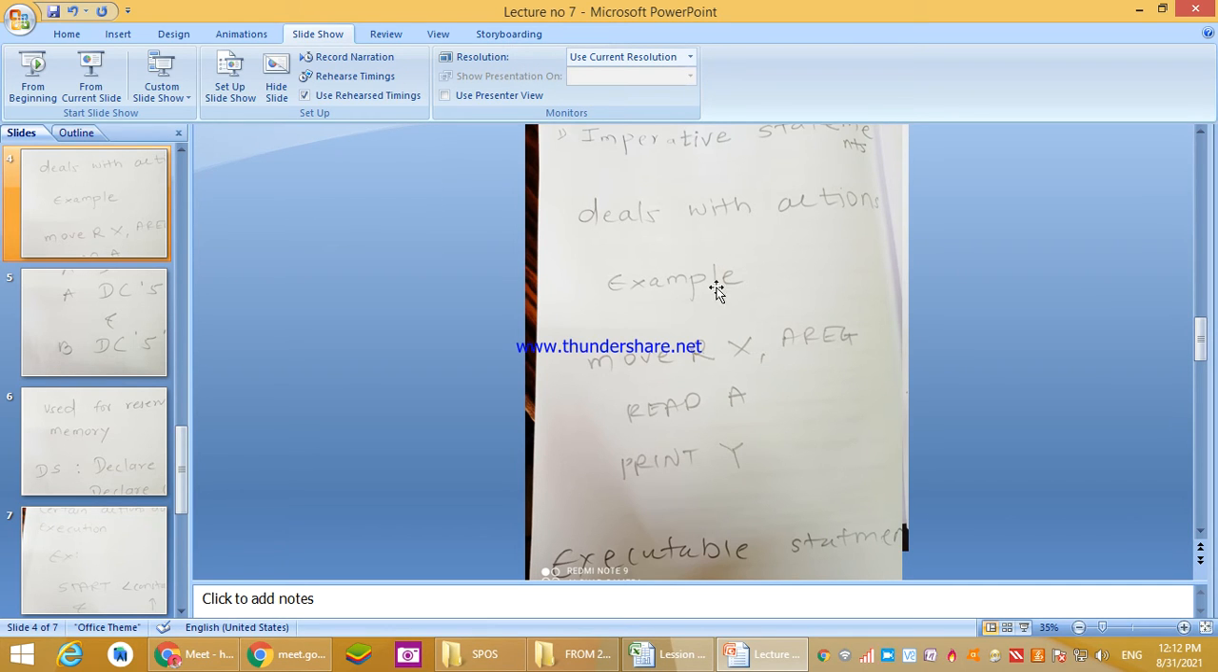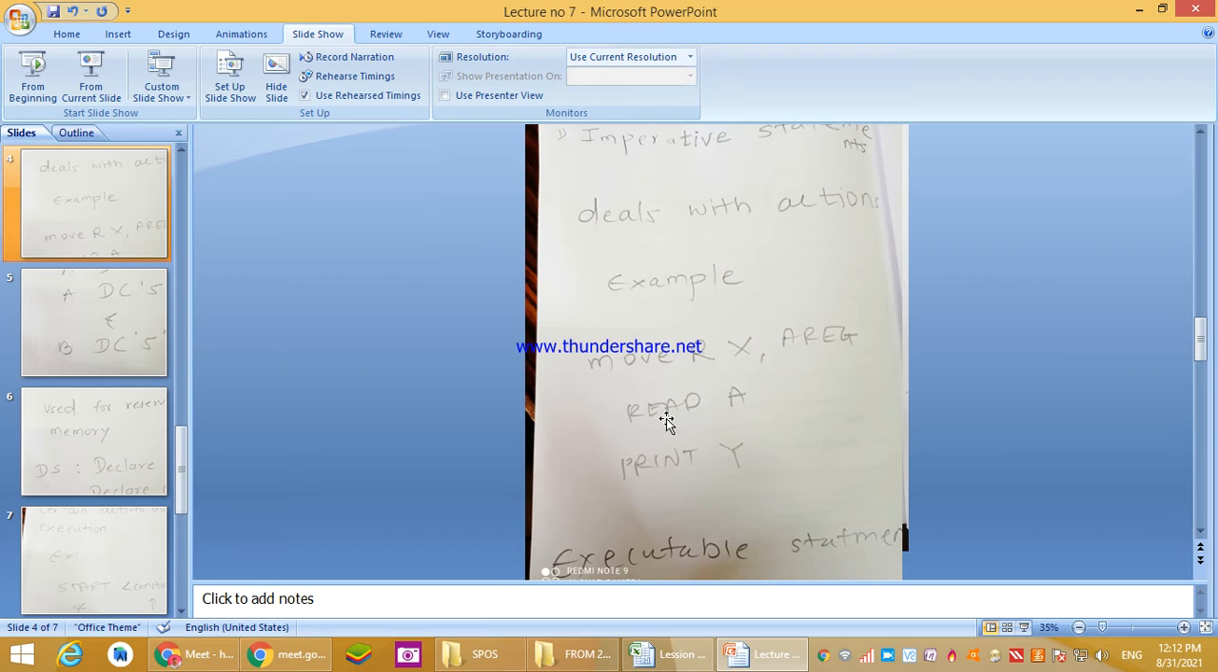Imperative statements deal with actions. These imperative statements are called executable statements. Anywhere in the program, when you find move, read, print, such kinds of mnemonics, these are nothing but imperative statements. Move means it deals with an action: something we have to move from one location to another location. That's why move is called an imperative statement.